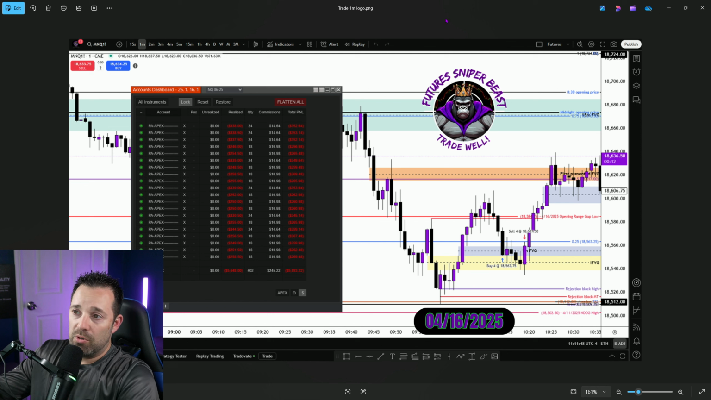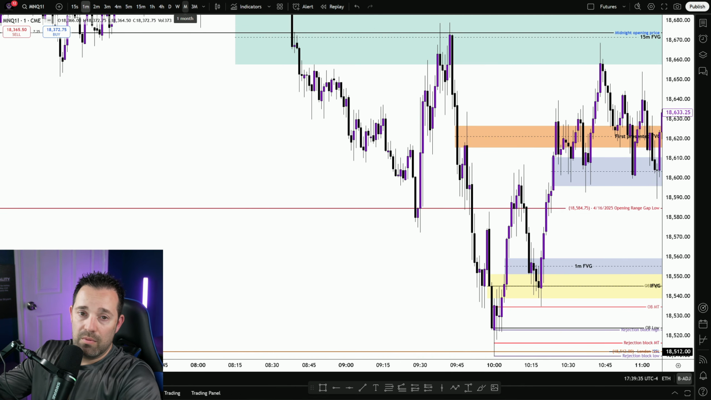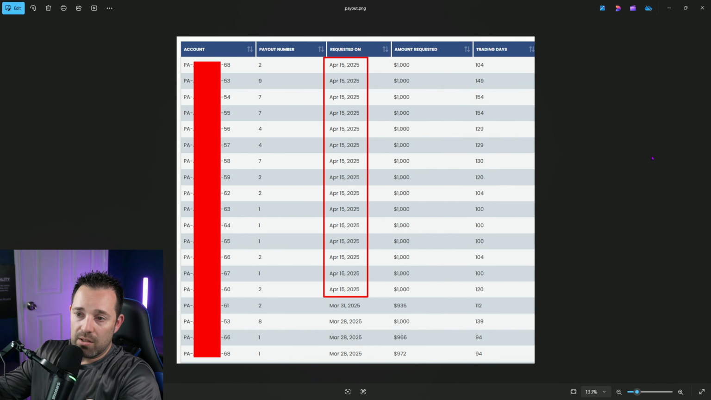I just requested a payout last night, 15 grand. And guess what? Even after all those, because I trade small, I only take out $1,000 per account. I don't take out the max. I keep building, keep trading, right? Did that, made that request. And guess what? Even with this loss, those accounts are still above that amount needed to trade.